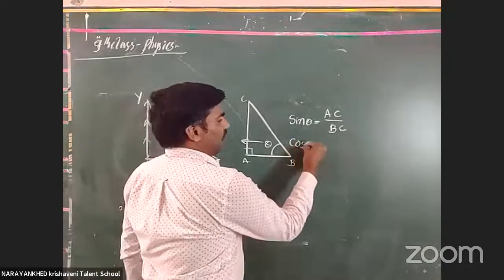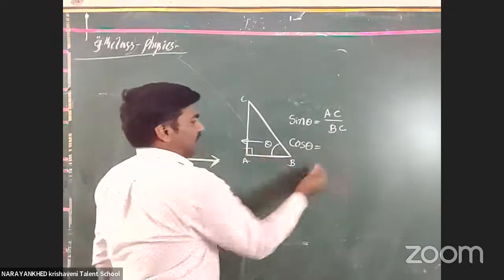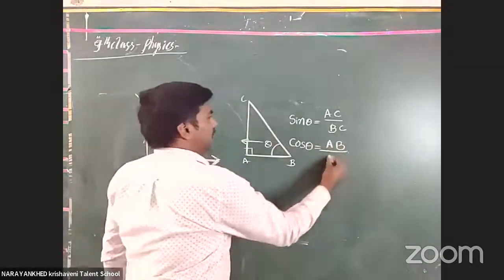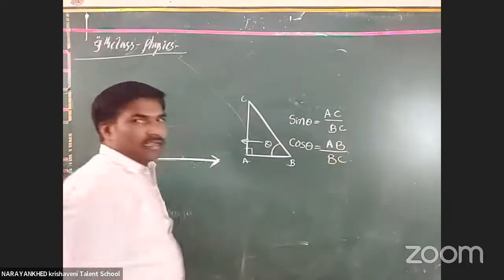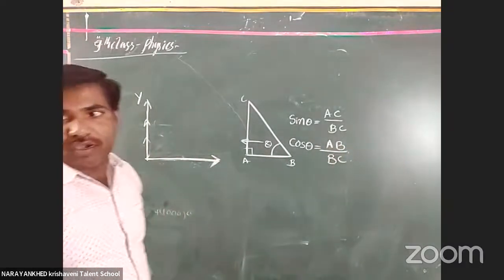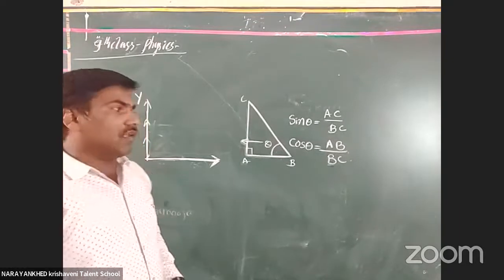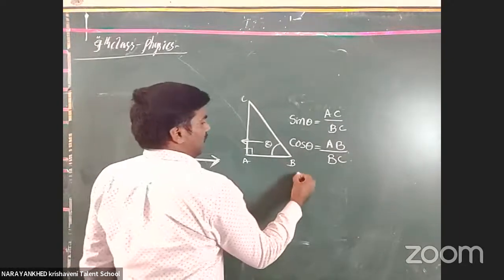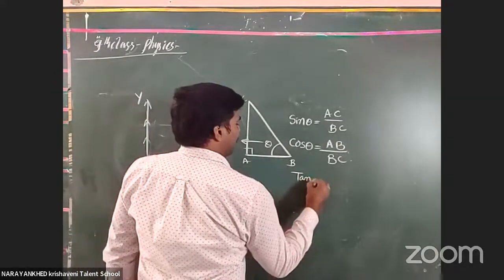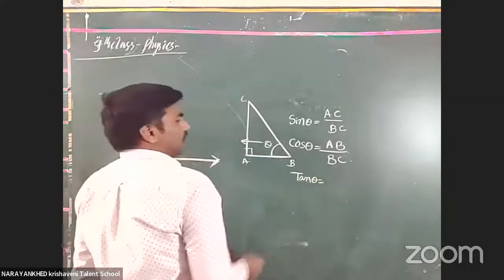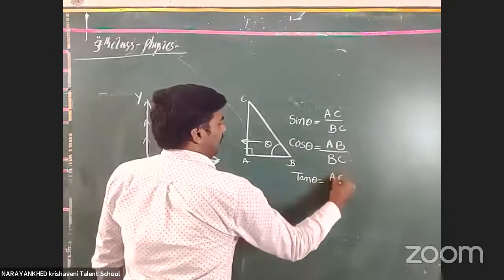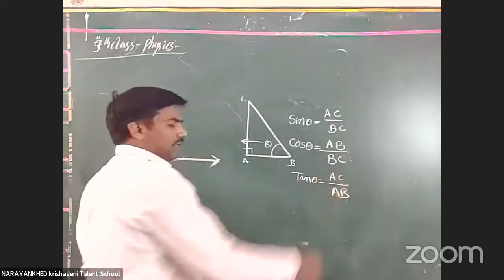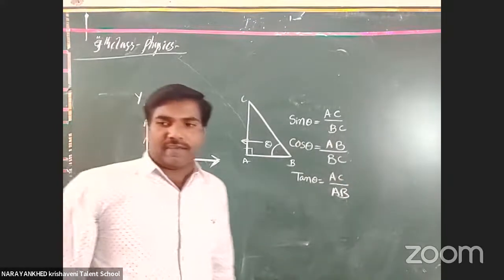Next, cos theta. Which one is called cos theta? Adjacent side by hypotenuse, AB by BC. This is called cos theta. Got it? After this, next is tan theta. Tan theta is equal to AC by AB, opposite side by adjacent side.